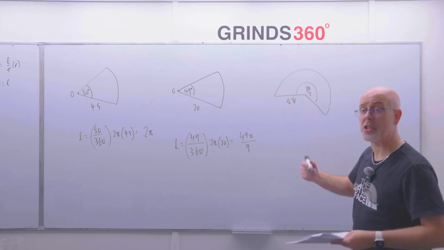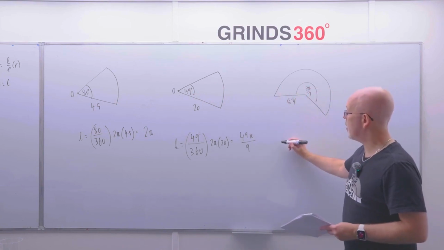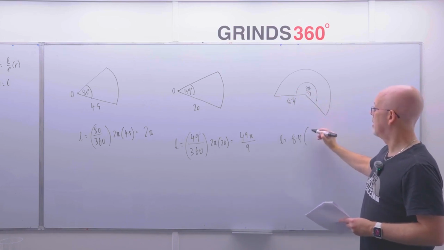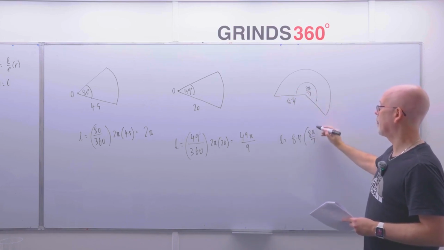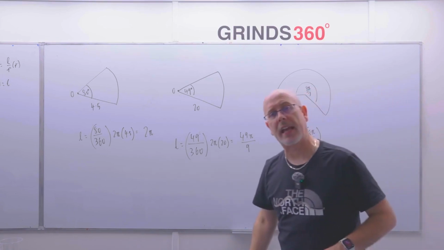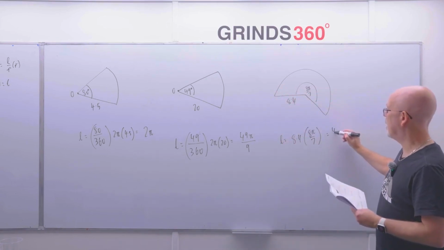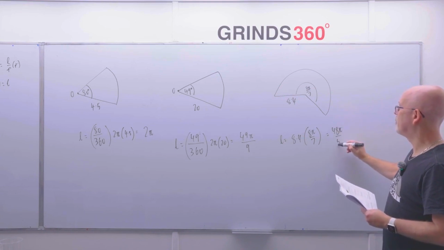So I'm going to use the formula, just r times theta. When it's in radians, it's very simple, you just multiply the radius by the angle. So it's 8.4 times 8 pi over 7. So r theta, just multiply the angle and the radius together when the angle's in radians, and that comes out at 48 pi over 5.